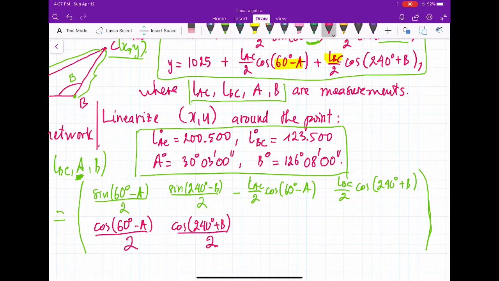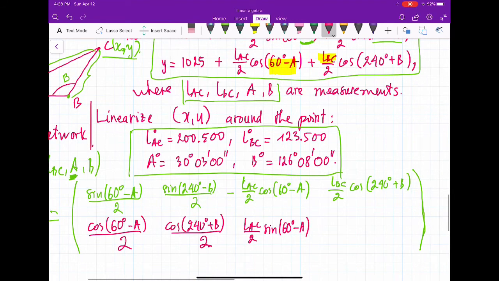And now we differentiate with respect to a. So we need to care about 60 minus a. Makes sense? So I have the root of cosine is negative sine. With the negative it will be positive. So I have positive LAC over 2 sine of 60 degree minus a.